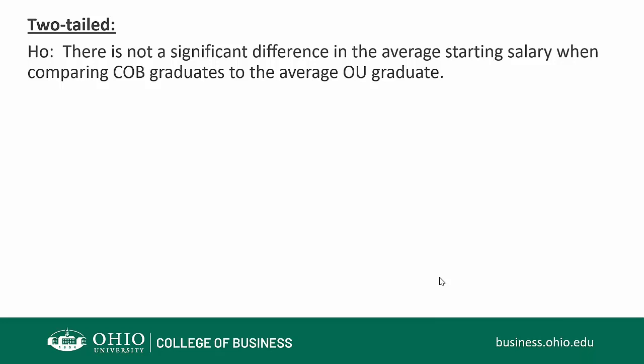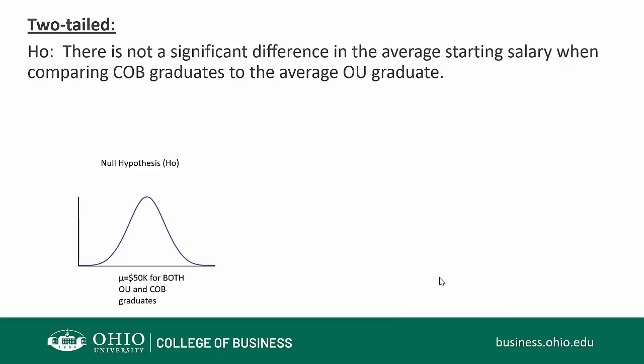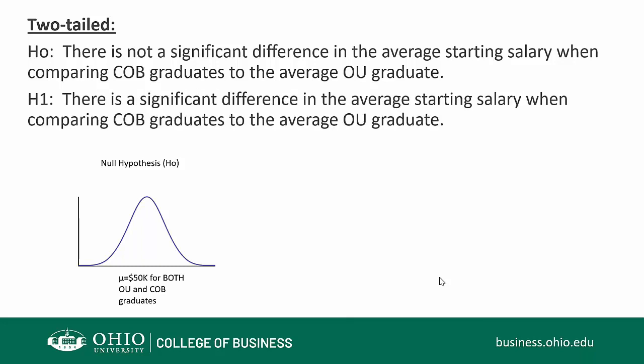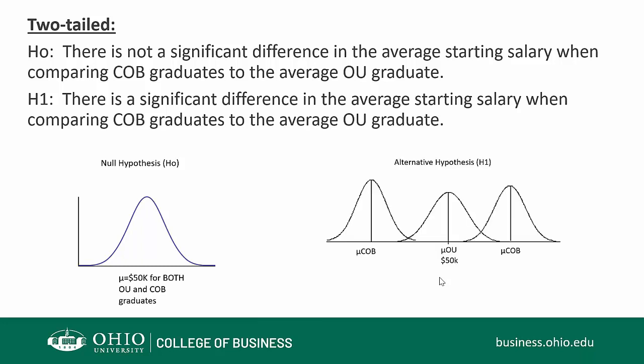And now for a two-tailed test. Again, the null is the same. There's not a significant difference between our two groups. The null is always the same. However, since it's a two-tailed test, the alternative is that there is a significant difference in the average starting salary when comparing COB graduates to the average OU graduate. So we think that the population mean for COB graduates is either less than or greater than the mean for the OU graduates. So there are two possibilities.